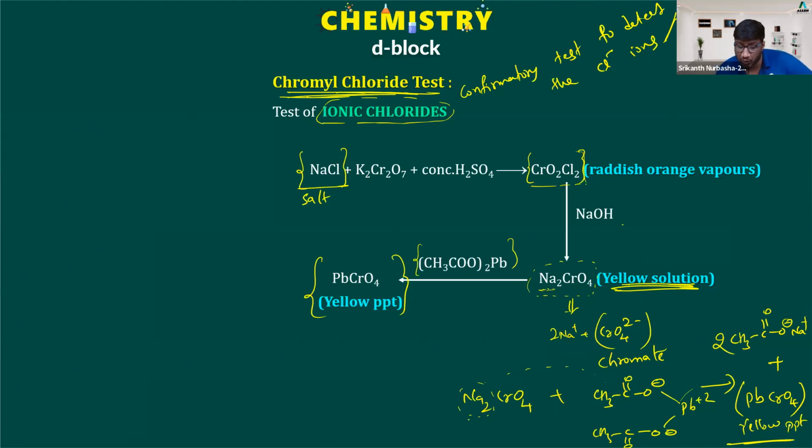This whole thing proceeds through CrO2Cl2, chromyl chloride, and that is why it is called the chromyl chloride test. Whenever you have a salt which contains chloride ions, that salt upon treating with K2Cr2O7 in the acid medium converts to CrO2Cl2, which are reddish orange vapors. You treat that with NaOH, you get Na2CrO4, a yellowish solution. You treat that yellowish solution with lead acetate, you get lead chromate. This lead chromate is a yellow PPT.